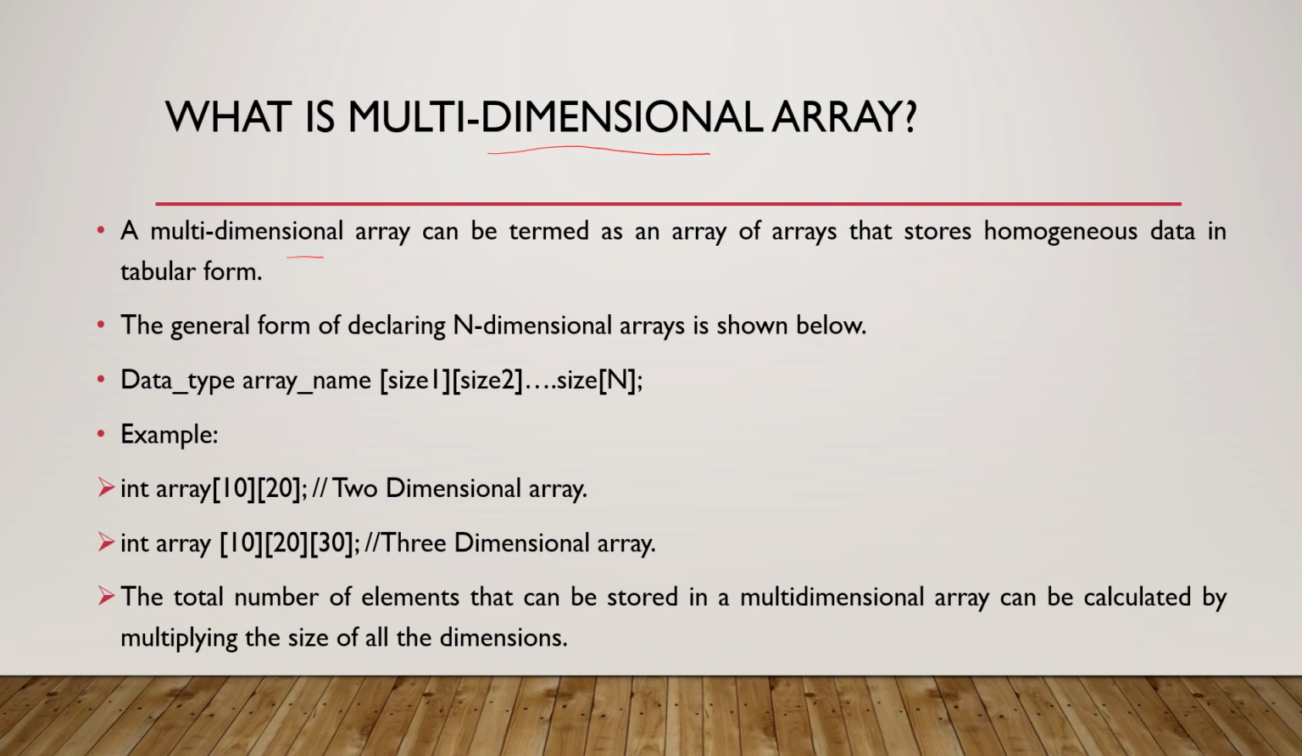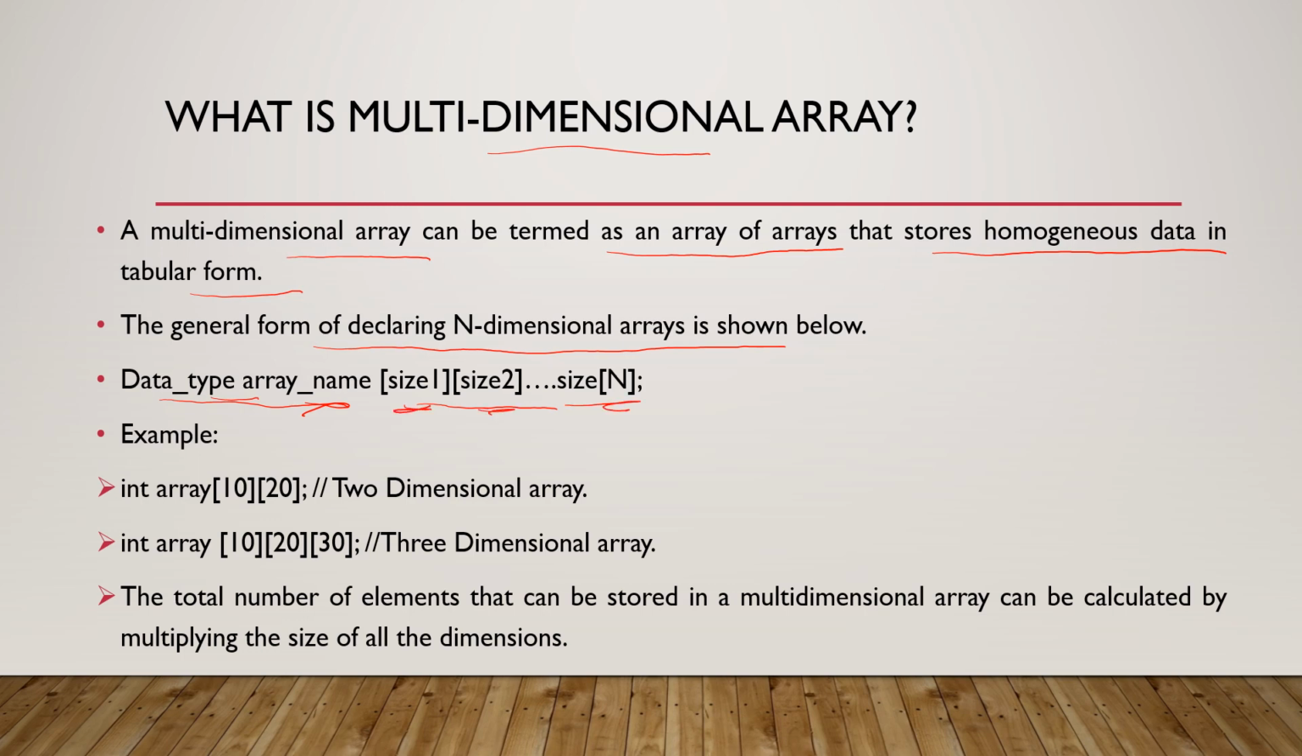Now a multidimensional array can be termed as an array of arrays that stores homogeneous data in tabular form. The general form of declaring n-dimensional array is shown below. So this is the syntax of the multidimensional array. There is data type, then array name, size 1, size 2 up to size n.